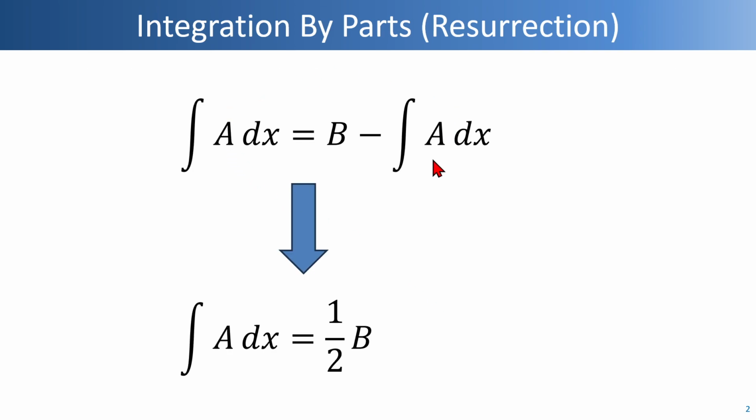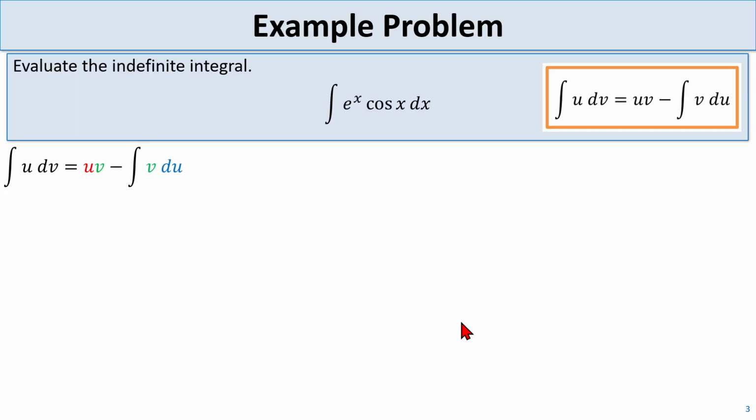So in summary, if you have this situation where you have the integral of something equals some quantity b minus the integral that you started with, that implies that the integral that you're trying to solve for is 1/2 b plus a constant of integration. So we'll look at an example where this happens. It often happens in these situations where you have like e to the x times some cosine or sine and similar types of problems.